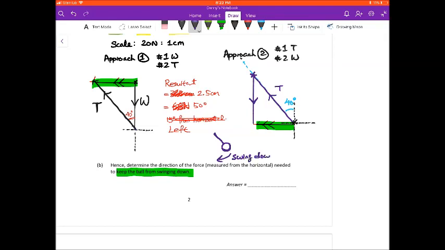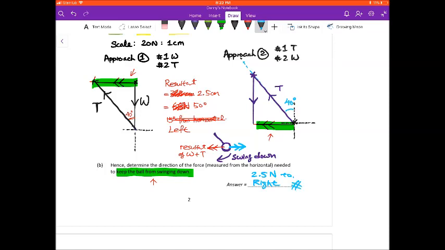Why is it swinging down? It's because look at your resultant force. Because your resultant force is going this way, right? This is your resultant of W and T, correct or not? So in order to keep the ball from swinging down, you need to introduce a force that is exactly opposite of this resultant force, right? So actually your force to keep it from swinging down should be the same value but opposite direction.